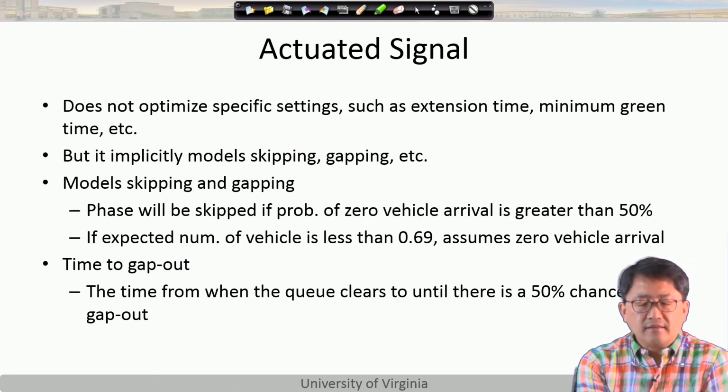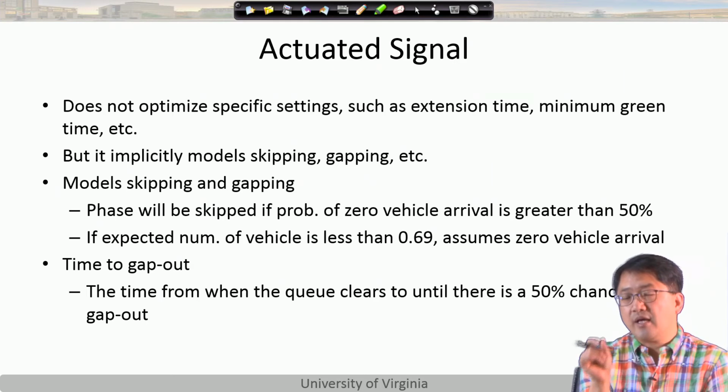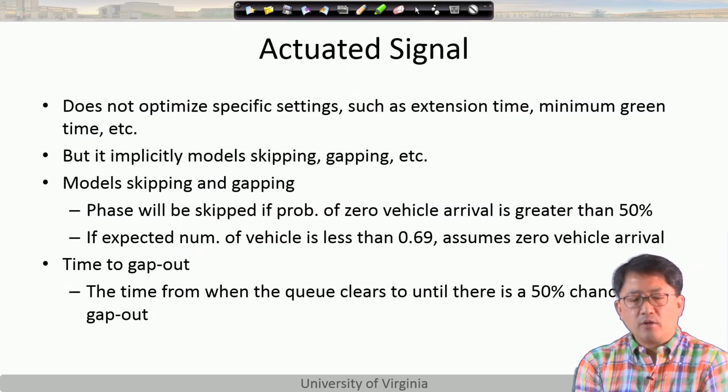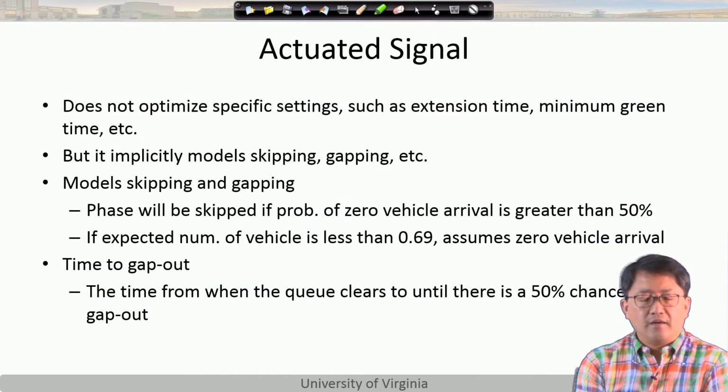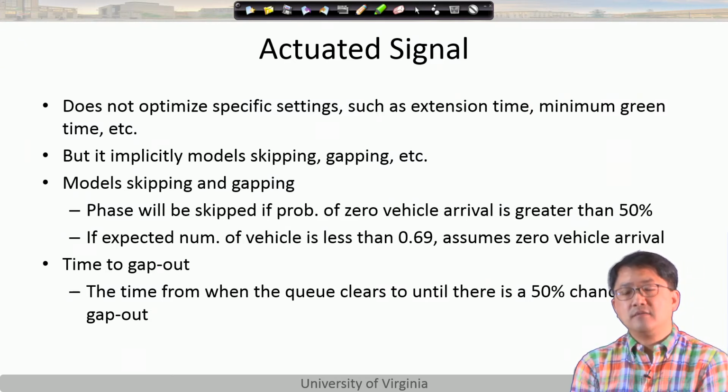So they are looking at the phase will be skipped if the probability of a zero vehicle arrival is greater than 50%. So this is a percentile that we calculate, how many vehicles per cycle, and they flip the coin and then change that. And if the expected number of arriving vehicles is less than 0.69, they assume zero vehicle arrival, so they make a phase skip. And then time to gap out is based on queue clearance time, and then they can do gap out. So this is embedded into the simulation, and they can model it.